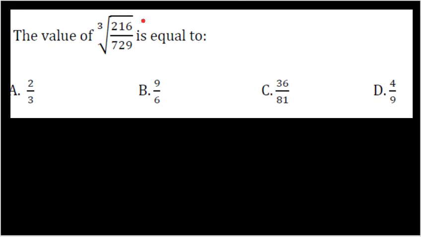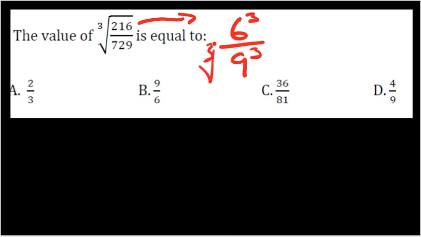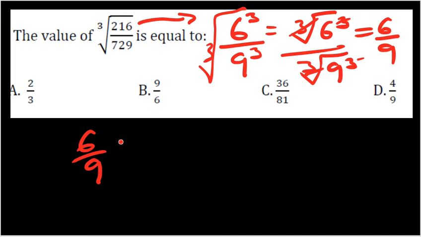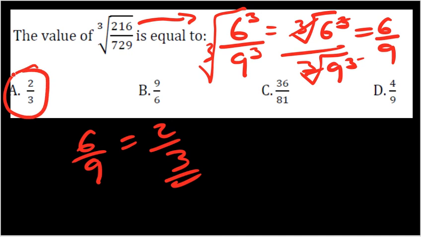The next question again here, it's cubing. So first of all, 216 is 6 cubed, and 729 is 9 cubed. So in the cube root, this is the same as cube root of 6 cubed over cube root of 9 cubed. Cubing and cube root are reverse processes. They cancel each other. 6/9 is left, so you can simplify 6/9. Dividing by 3, 2 over 3. So the answer is 2/3, which is found in A.